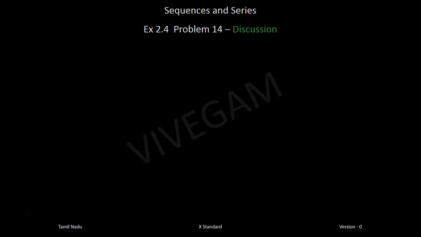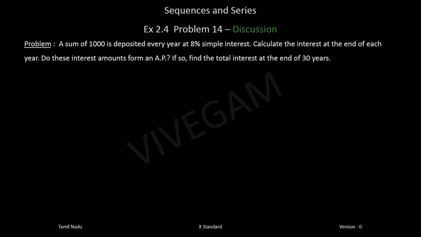2.4 Problem 14 Discussion. A sum of 1000 is deposited every year at 8% simple interest. Calculate the interest at the end of each year. Do these interest amounts form an AP? If so, find the total interest at the end of 30 years. Okay, it's a little tricky problem, but anyway, let's mark it.